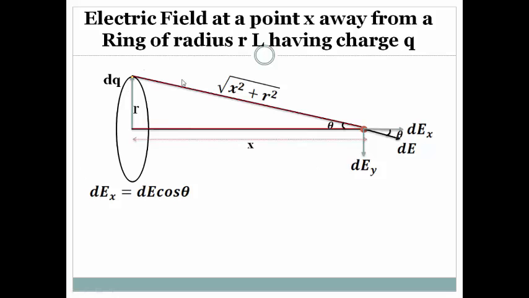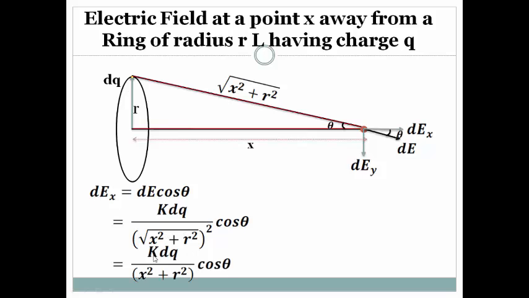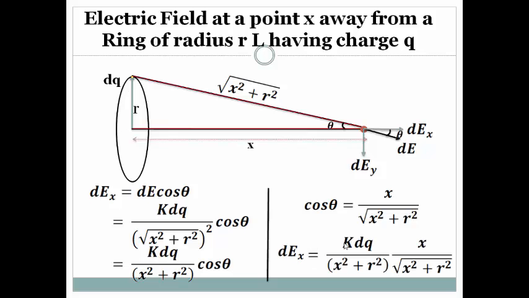Now dE is nothing but k dq upon square root of x square plus r square the whole square into cos theta. This square root and this square will cancel out each other. Therefore you have k dq upon x square plus r square into cos theta. Now from the triangle we can find the value of cos theta, that will be adjacent upon hypotenuse. Substituting this value over here, we get dEx equals k dq upon x square plus r square into x upon square root of x square plus r square.